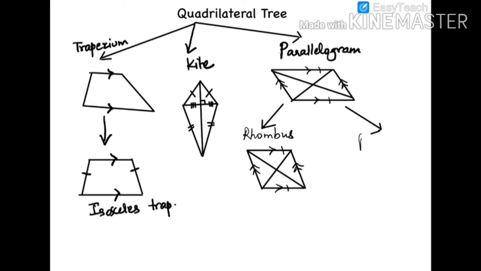Then a special case of a parallelogram will be a rectangle. So if in a parallelogram all angles are equal, then we get a rectangle. So a rectangle will also satisfy all properties of a parallelogram. That means opposite sides will be parallel and equal. The diagonals will bisect each other. So we can say that all rectangles are parallelograms.